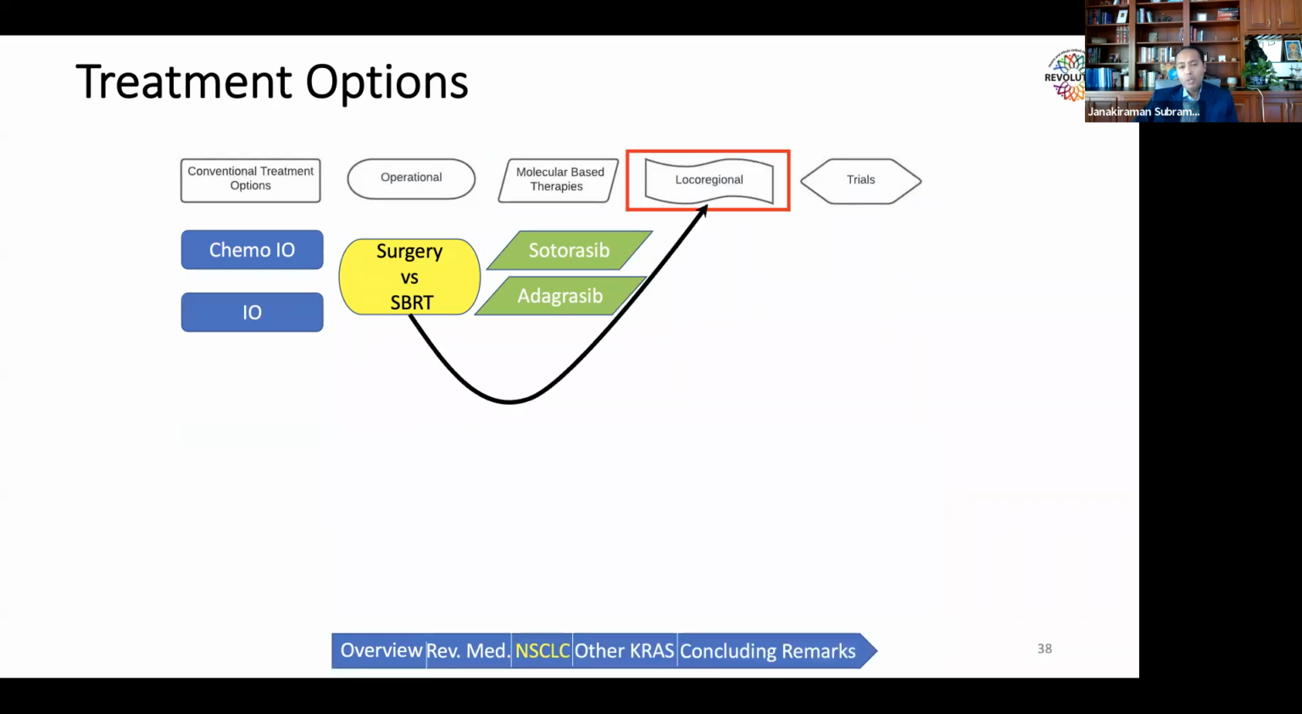In terms of local regional therapies in lung cancer, it's again SBRT, surgery. Some of the others like chemoembolization or cryotherapies, we don't use them as often.